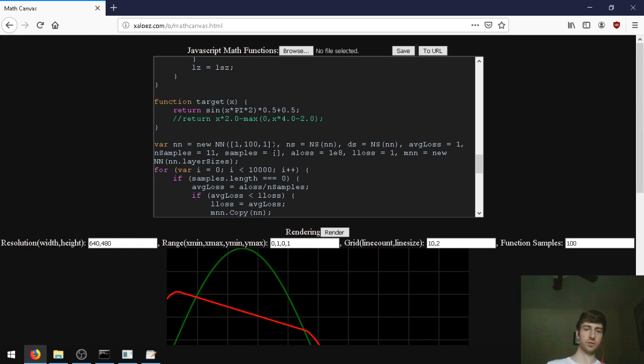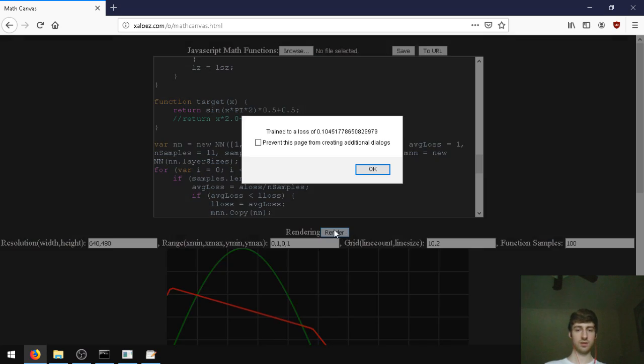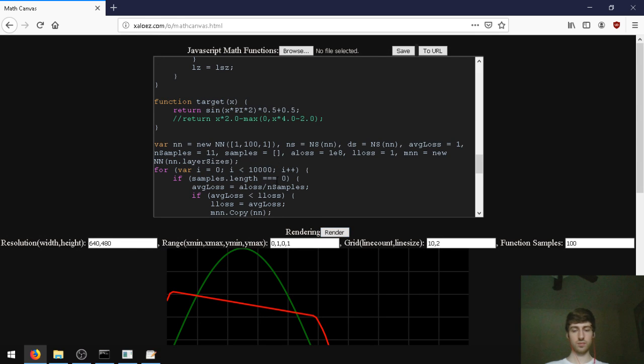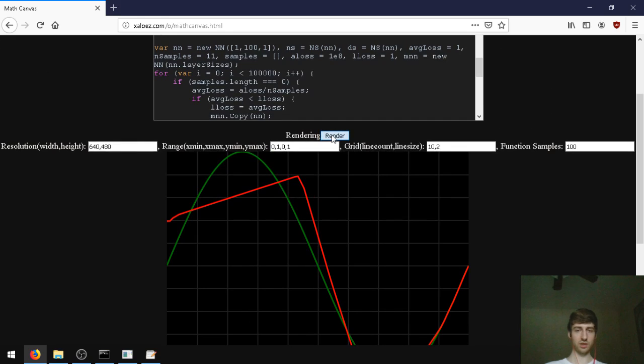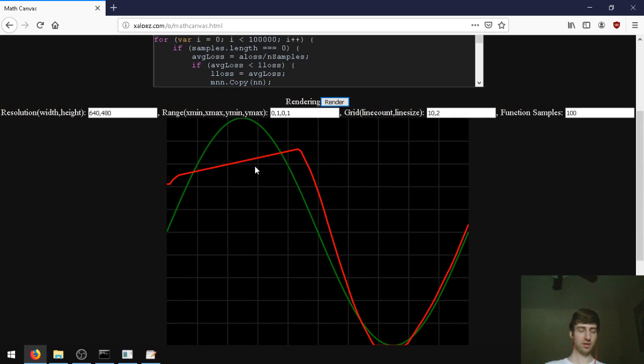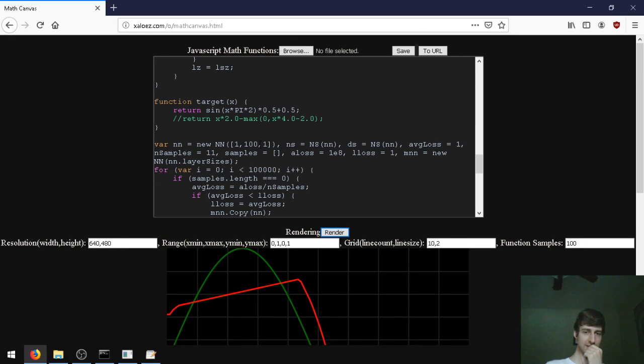Try doing 100 neurons. 100,000 iterations. So it actually takes a while to train now. And it's still missing this part right here. That's so interesting how it gets the downward slope, but it doesn't get the upward slope. Oh my god.